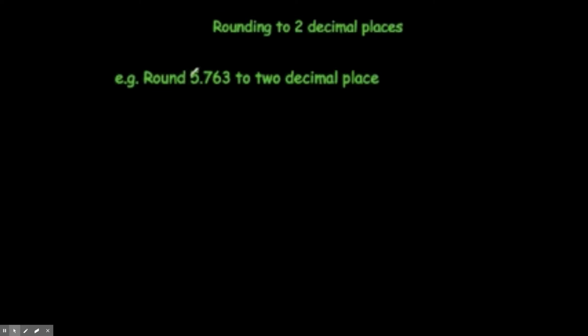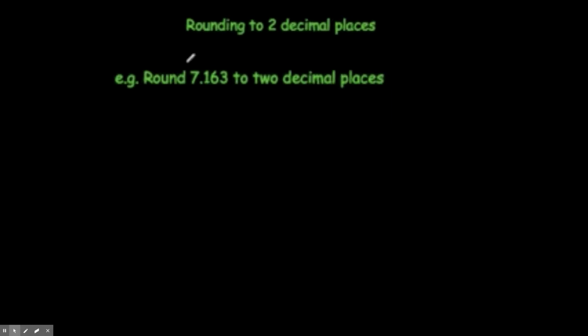So it says round 5.763 to 2 decimal places. So the third decimal place is a 3. That means we're going to round down. So that means it would become 5.76. So to 2 decimal places, 5.763 would be 5.76.